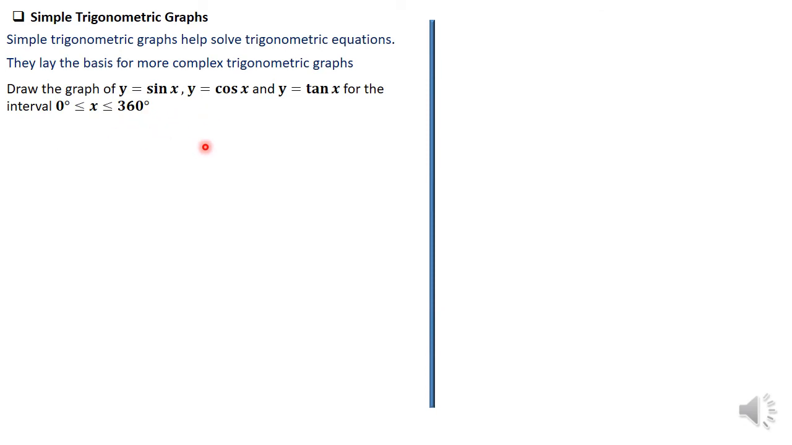Again, this is going to help us appreciate how sine changes from the sine of 0 all the way up to the sine of 360. The same way for cosine of 0 all the way up to cos of 360, and again tan of 0 all the way up to the tan of 360 degrees. And therefore, let's get into it.